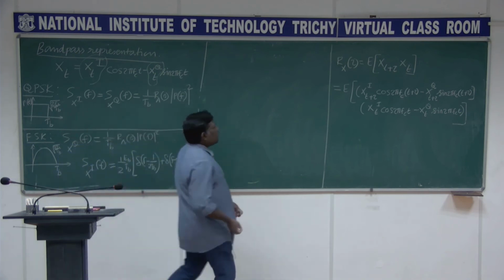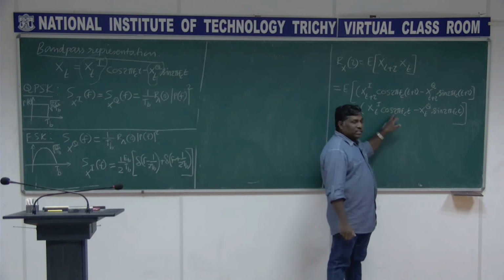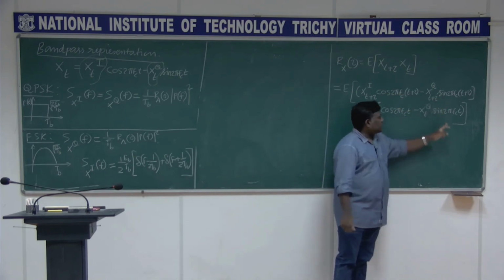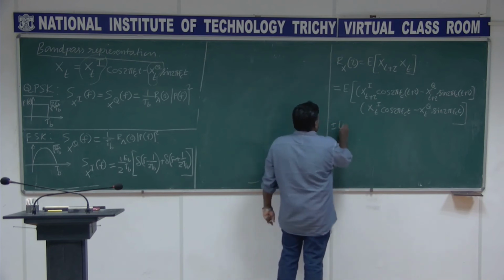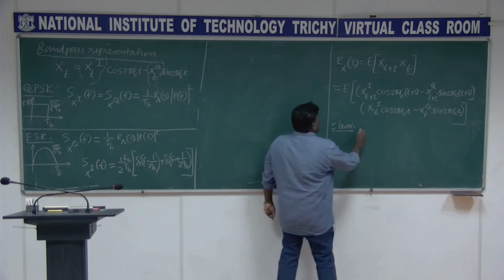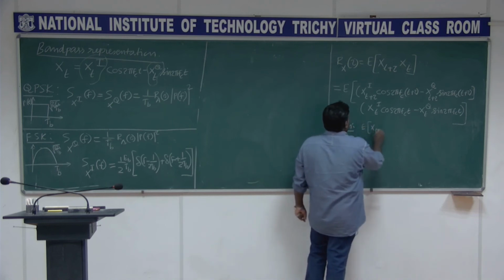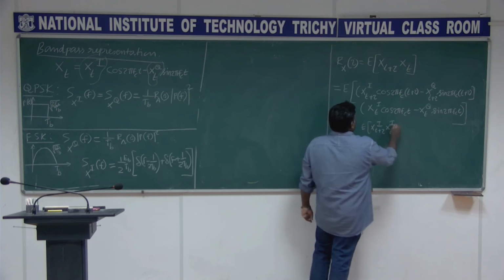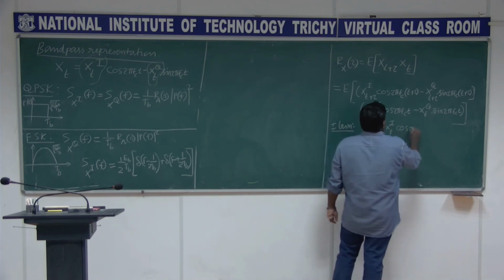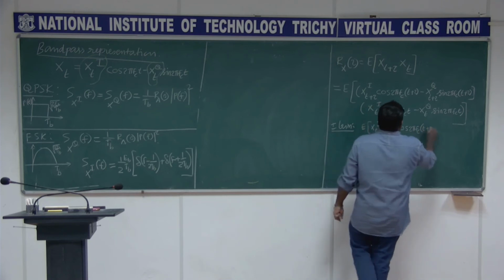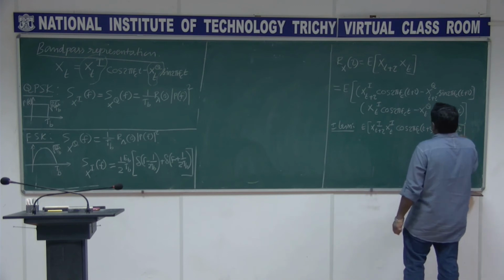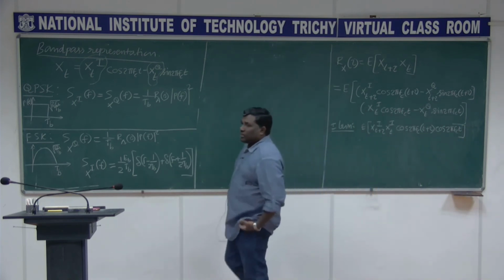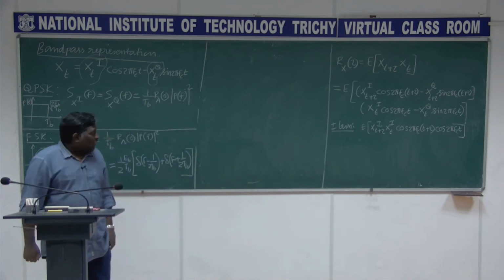Okay. So you have these 4 terms: this with this, this with this, this with this, and this with this, right. So when you consider this with this, the first term, you get expectation of x t plus tau I, x t I, and then cos 2 pi fc t plus tau cos 2 pi fc t, isn't it? So this is what you get.